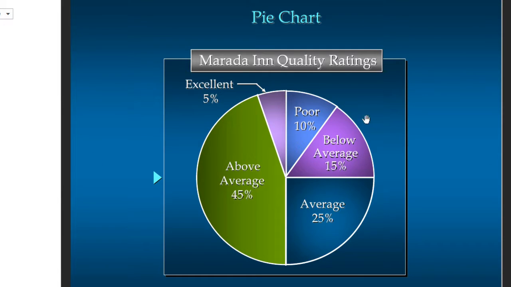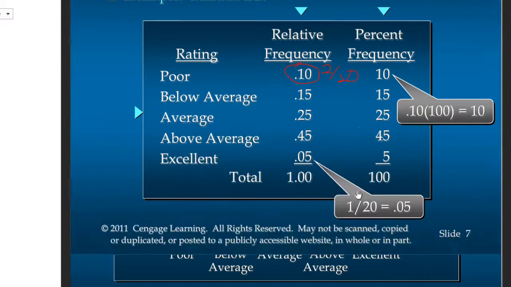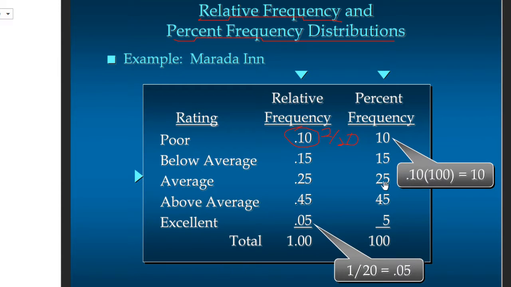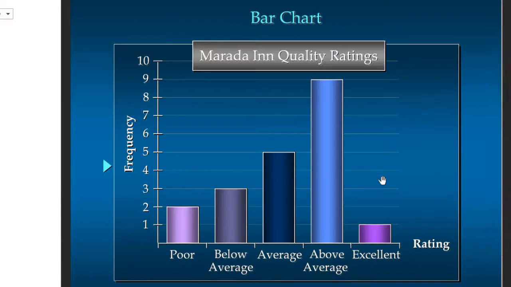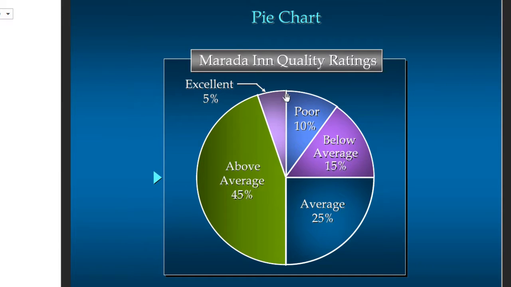So 45% in this whole pie would be this much, because what would be the half pie? Half pie would be 50%, so 45% is almost like 50, right? And average, for example, was 25%. So 25% would be a quarter pie, which is about this much. So that's how you roughly get the general shape of this pie chart.